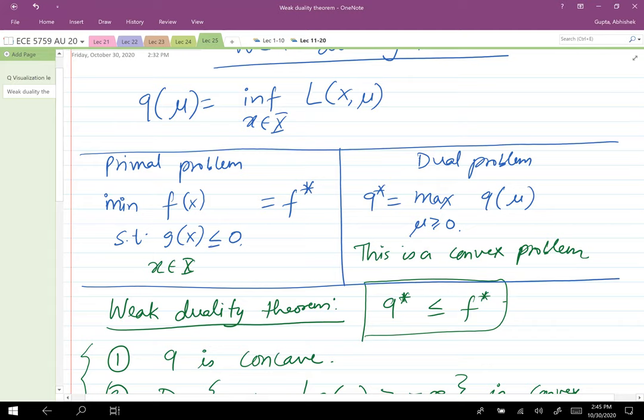Also, we'll derive the dual problems for some linear programming primal problems or quadratic programming primal problems. So we'll look at that also in the next class.